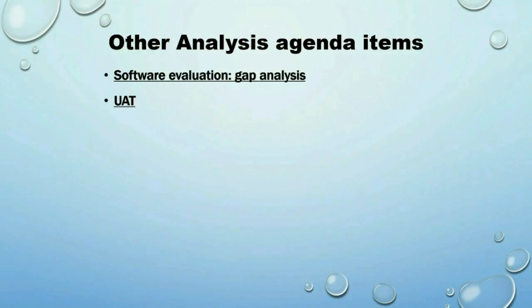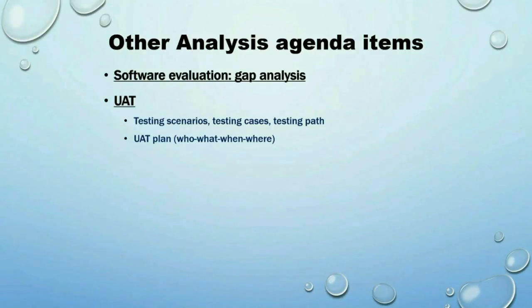And a super analyst oftentimes may be called upon to organize and manage the UAT process. For example, you may be asked to construct testing scenarios, testing cases, and draw up testing passes. And also, you may be asked to compile a UAT plan, which is basically who will do what and when and where. You may also have the responsibility for progress tracking and retesting throughout the UAT process.